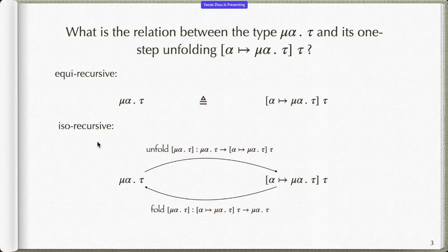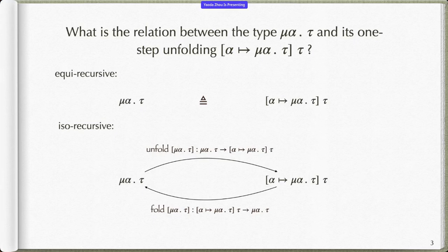So a key question is, what is the relation between the type and its one-step unfolding, where we replace the recursive type variable in the type body with the recursive type itself? So there have been two interpretations of recursive types. The equi-recursive types consider a recursive type and its one-step unfolding are equal, while the iso-recursive types consider a recursive type and its one-step unfolding are not equal but isomorphic.